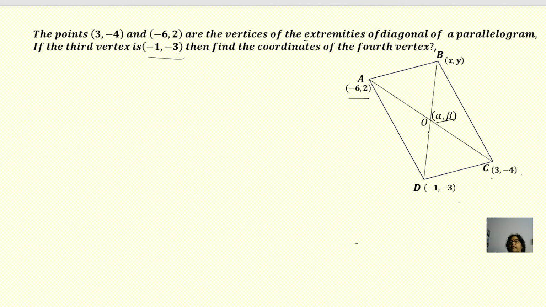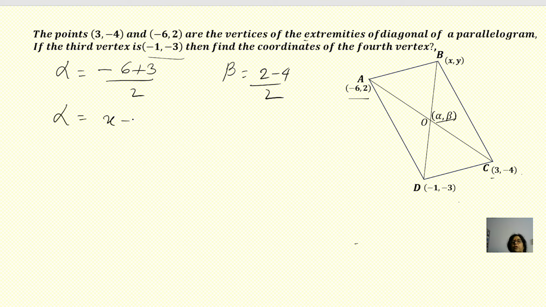and first write down alpha beta in terms of the diagonal AC and alpha beta in terms of the diagonal BD. So if I write down alpha in terms of the diagonal AC, because it is bisecting this diagonal AC, so here alpha, when I take the diagonal AC using the midpoint formula, will be (-6 + 3)/2, and beta will be equal to (2 - 4)/2. And if I take the diagonal BD, alpha will be equal to (x - 1)/2, and beta will be equal to (y - 3)/2.